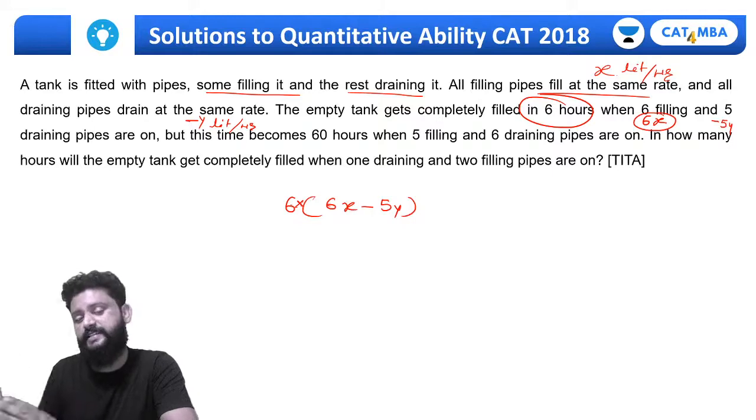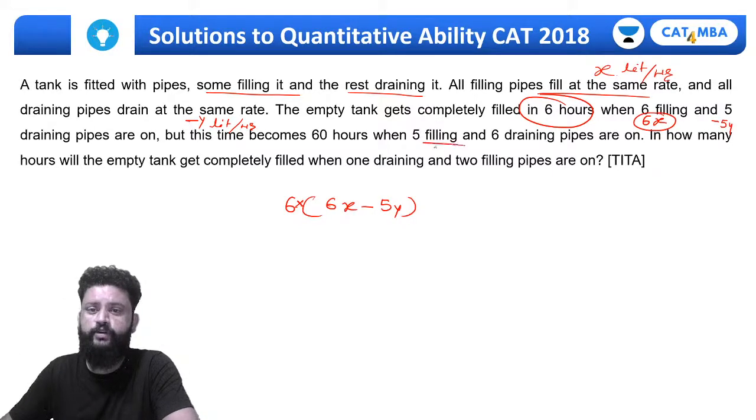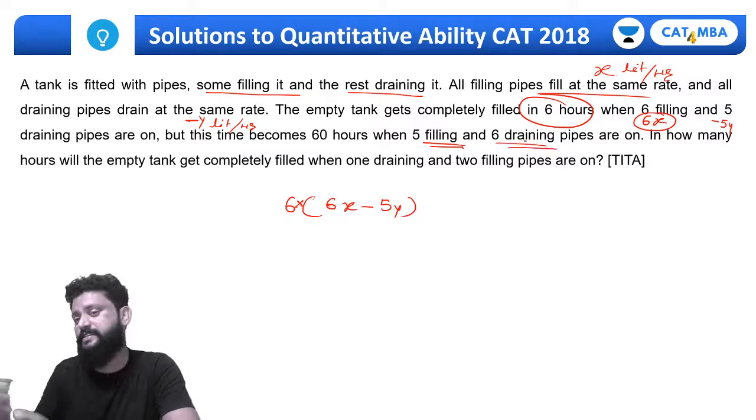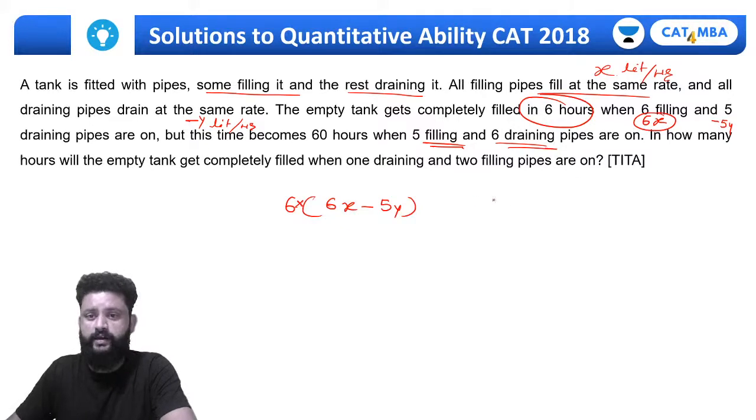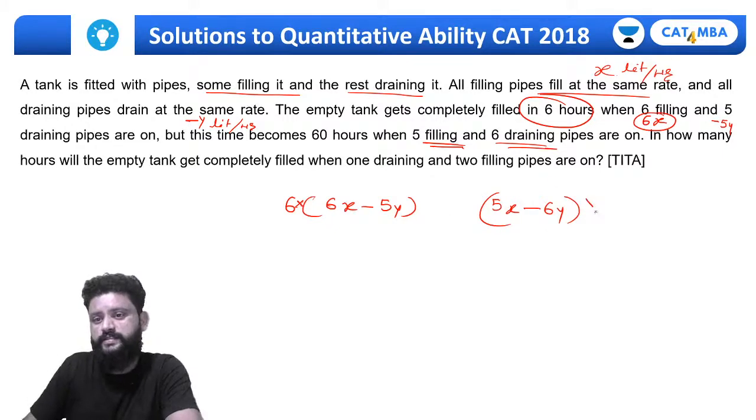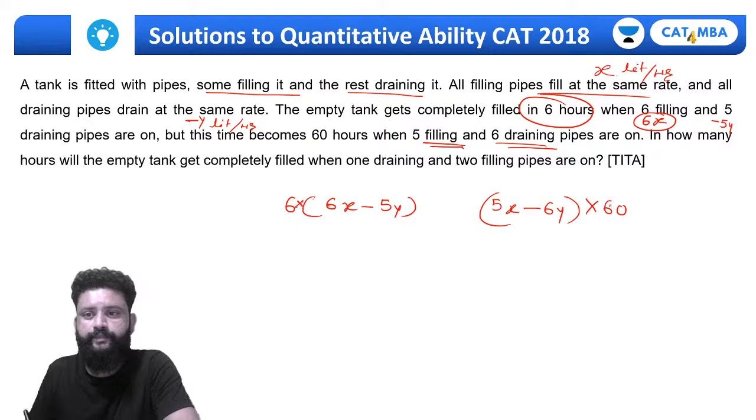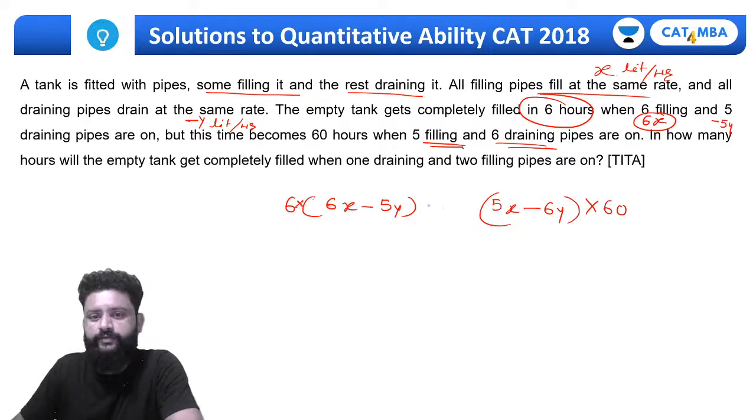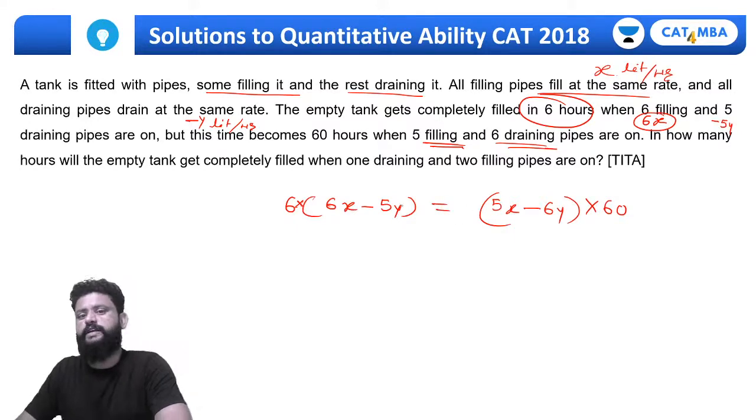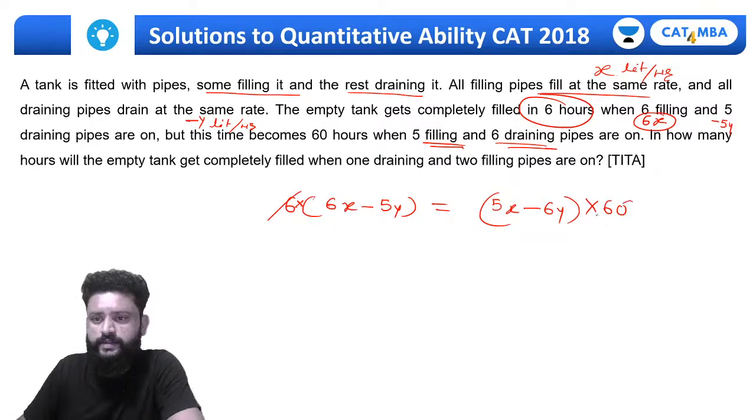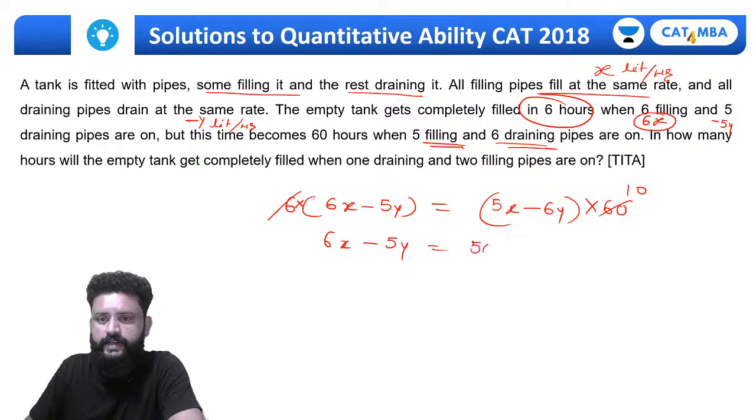Then it becomes 60 hours if there are 5 filling pipes and 6 pipes draining. Meaning if it is 5x minus 6y, it becomes 60 hours. So first of all, these two things must be equal. So this must be 10 times. So 6x minus 5y will be equal to 50x minus 60y.